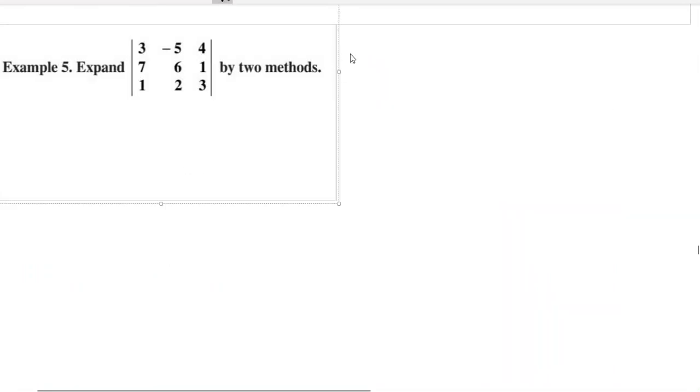Okay. So they're saying expand by two methods. First we'll expand along the first row. So we'll write 3 bracket. You want me to show you the whole steps? I can show you. 3 multiplied by determinant of 6, 1, 2, 3.